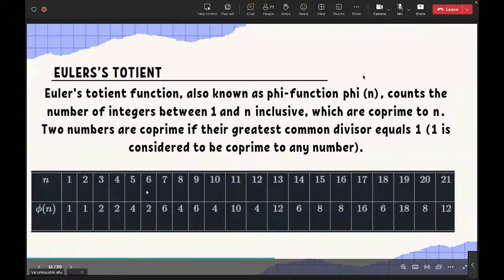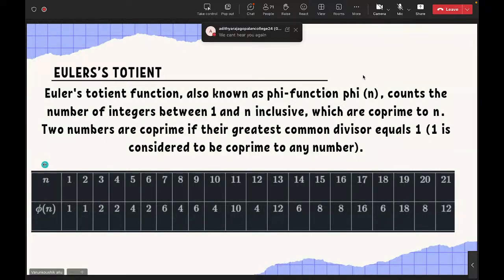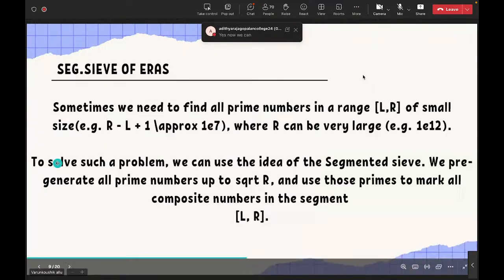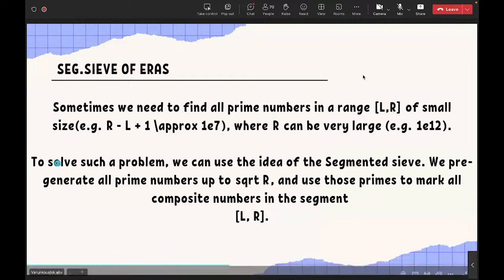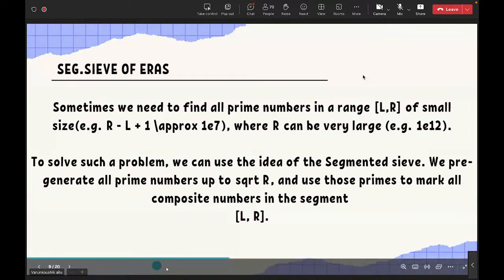I'm audible now. I think it will be fine from now on. Hello. Yeah, okay. I'll start again from segmented sieve. I think some of you could not hear. Okay.